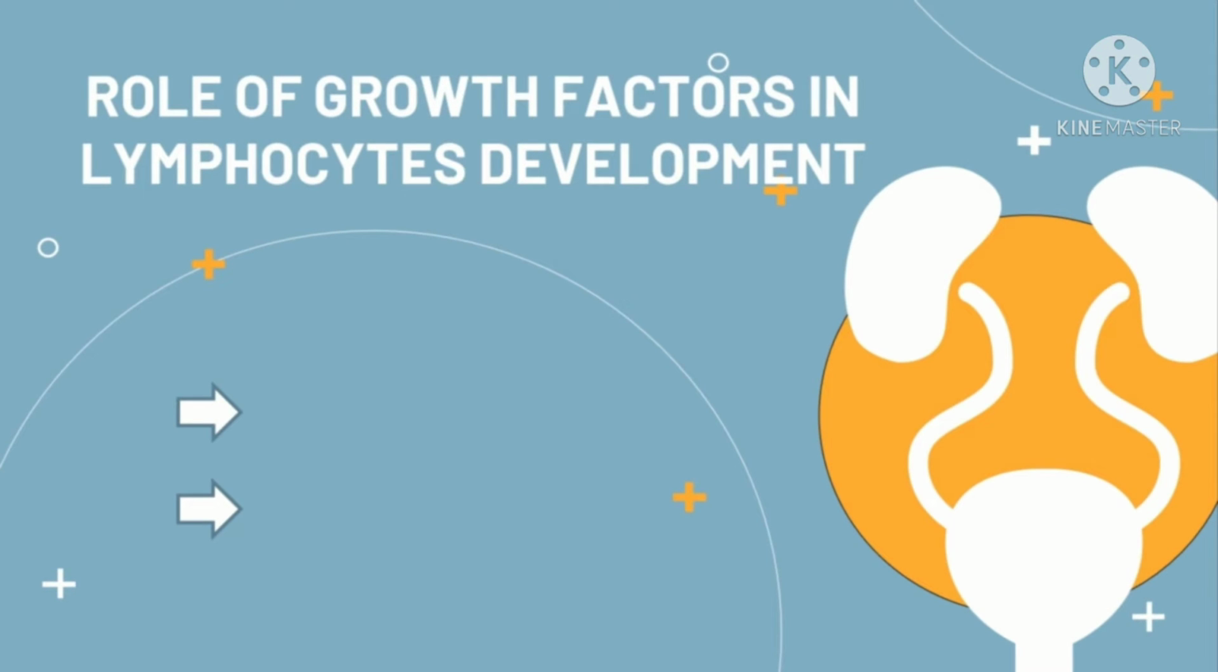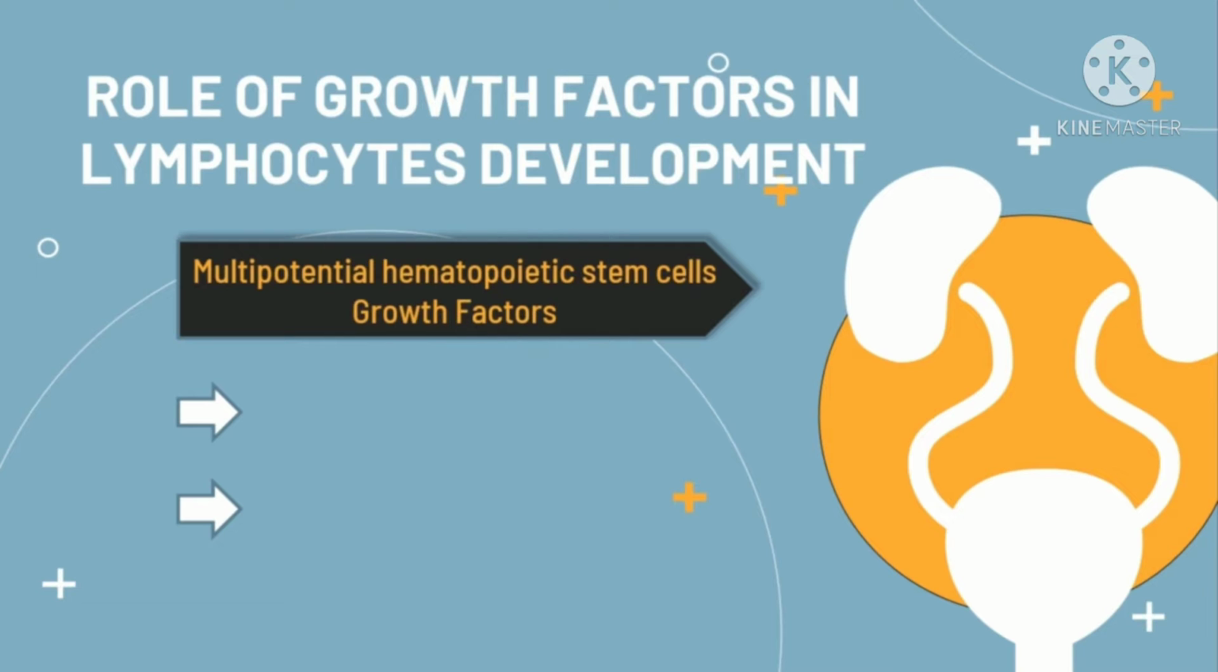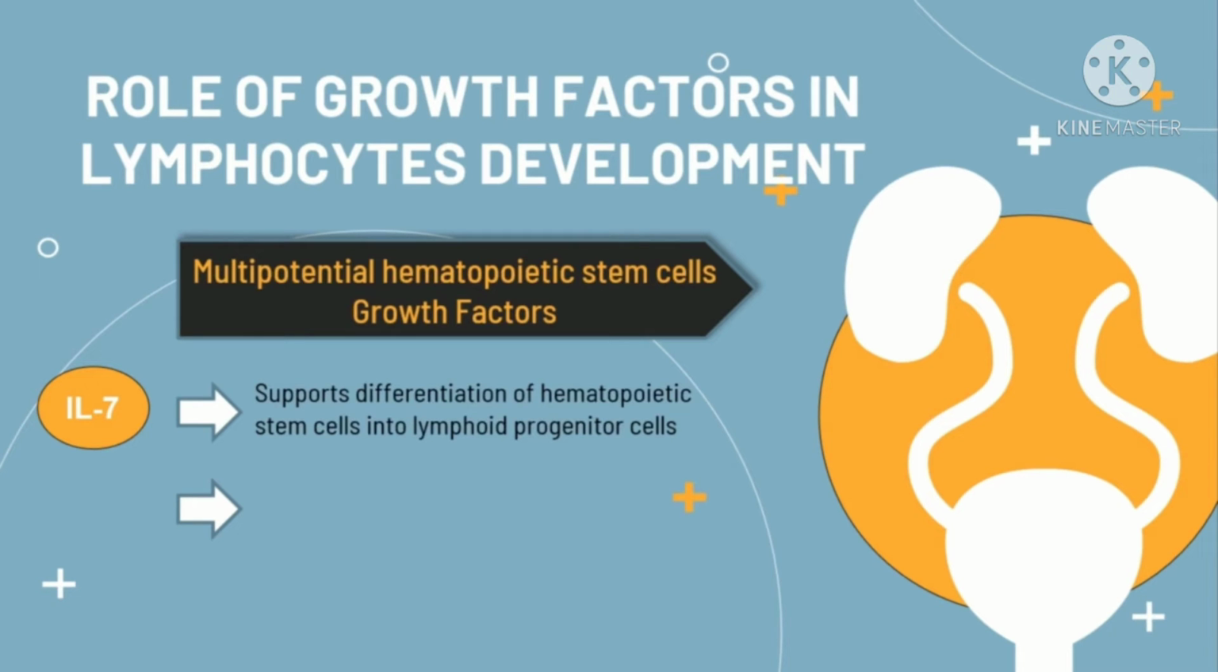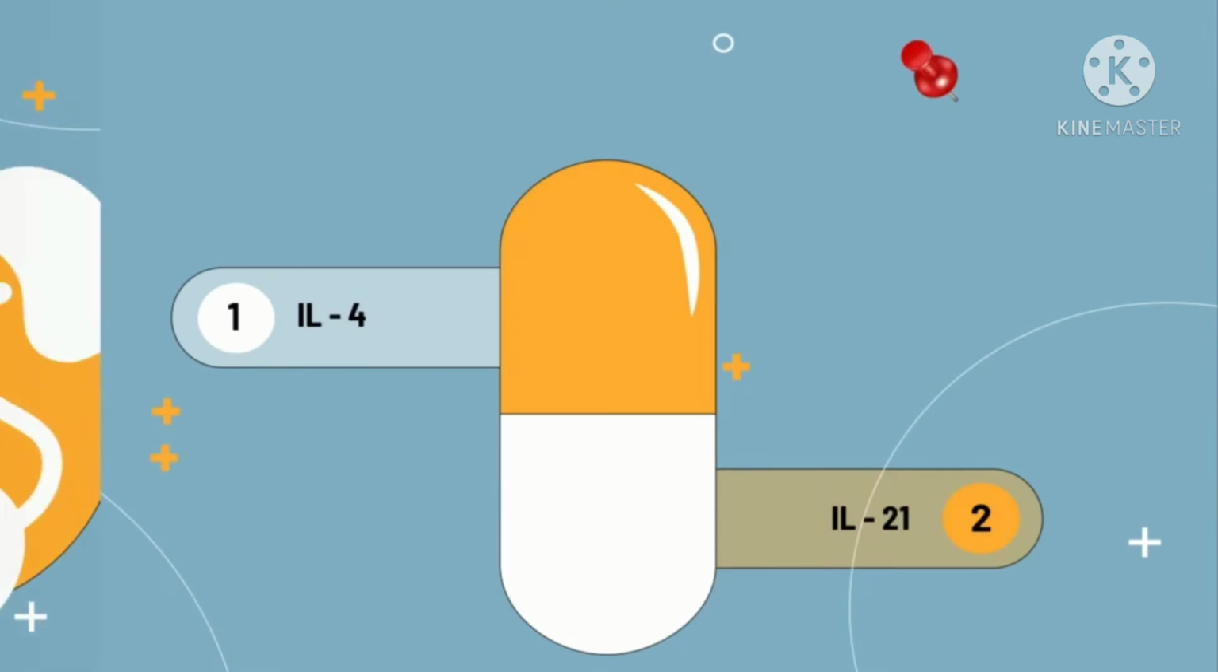Next is the role of growth factors in lymphocyte development. We have many stages involved in lymphocyte development, including the stem cell stage, committed progenitor cell stage, and mature cell stage of lymphocytes. In stem cell development, interleukin 7 is one of the growth factors that supports differentiation of hematopoietic stem cells into lymphoid progenitor cells. Besides, interleukin 7 functions to enhance proliferation and survival of lymphoid precursor cells in the bone marrow and in the thymus.